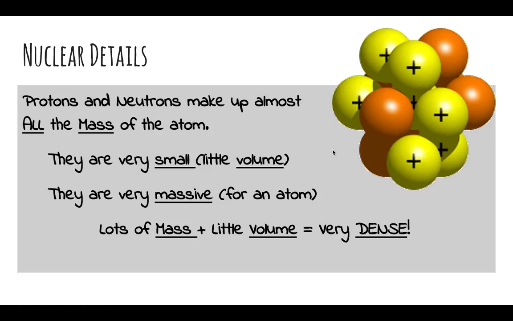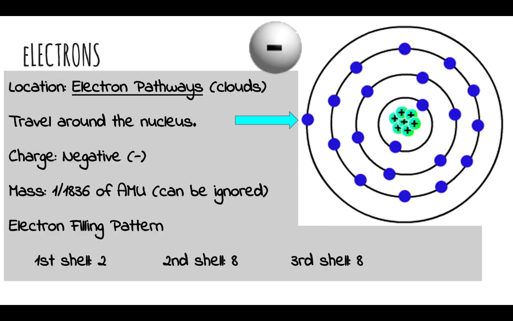Remember, most atoms have empty space in them. Electrons are what's on the outermost part. They are on what's called the electron pathways, also known as electron clouds. These electrons travel around the nucleus. Again, remember, there's a lot of empty space here. They have a negative charge. Their mass is 1 over 1,836 of an AMU. It's so tiny that we pretty much ignore it as a mass, because most of the mass is here in the nucleus.